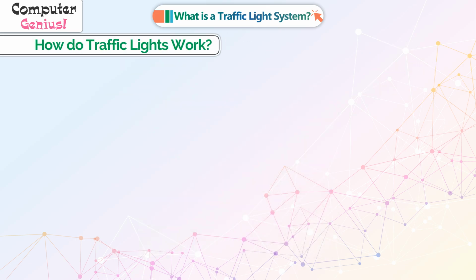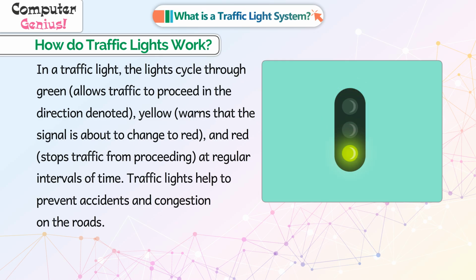How do traffic lights work? In a traffic light, the lights cycle through. Green allows traffic to proceed in the direction denoted. Yellow warns that the signal is about to change to red. And red stops traffic from proceeding at regular intervals of time. Traffic lights help to prevent accidents and congestions on the roads.